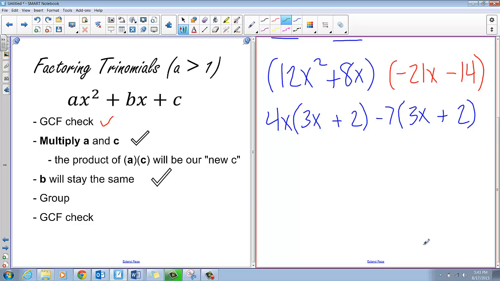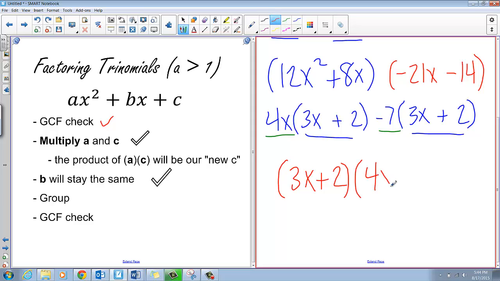Okay, so if you notice, my insides are the same, 3x plus 2 and 3x plus 2. So we're going to combine those to become 3x plus 2. And we're going to combine the outsides as well. 4x and negative 7 are going to become a group as well.